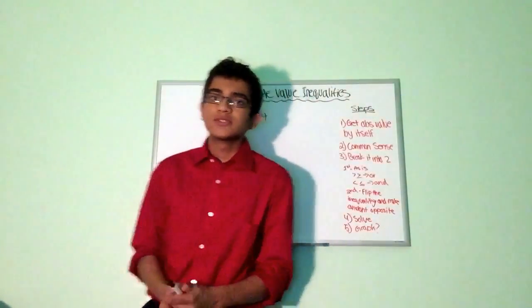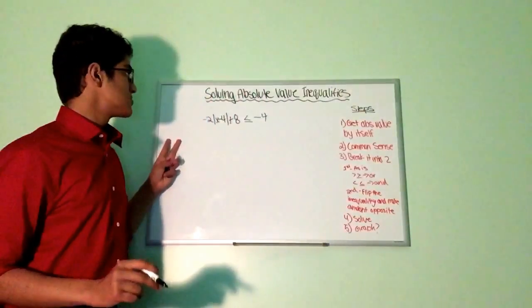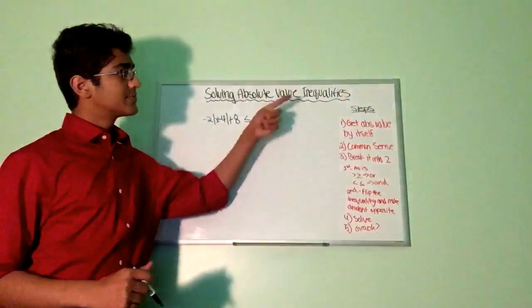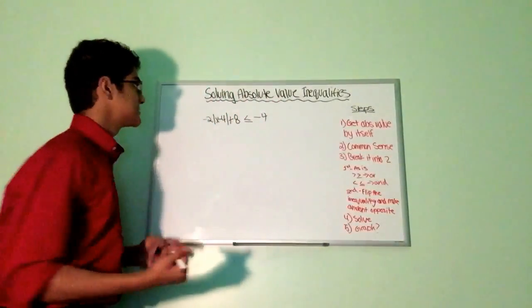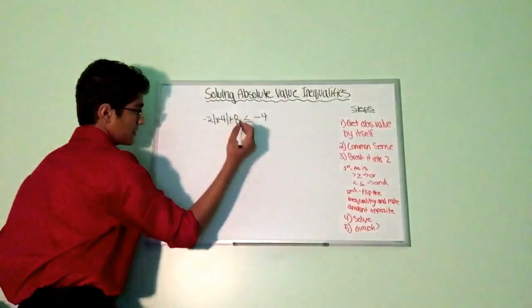Today we'll be learning about solving absolute value inequalities. So let's get started. Suppose you have an absolute value inequality like this. The first thing you do is get the absolute value by itself. So you move the 8 and you move the negative 2.